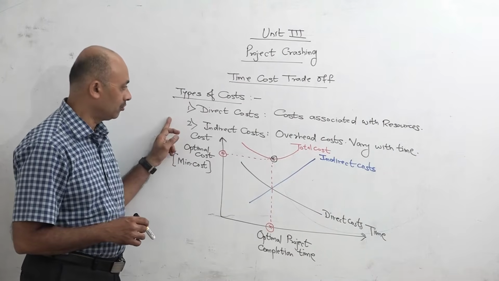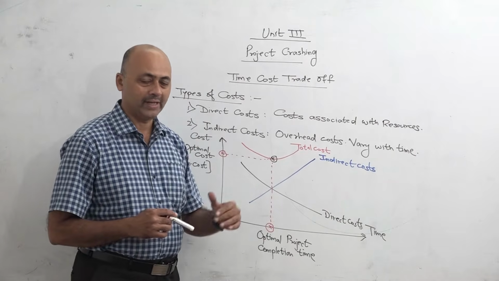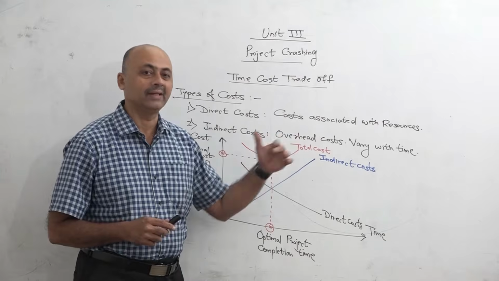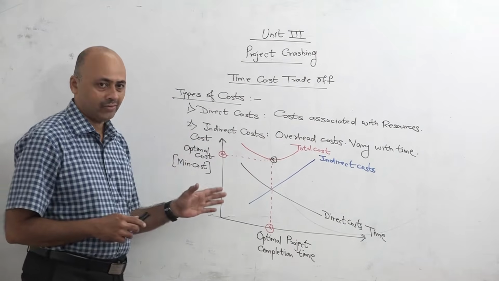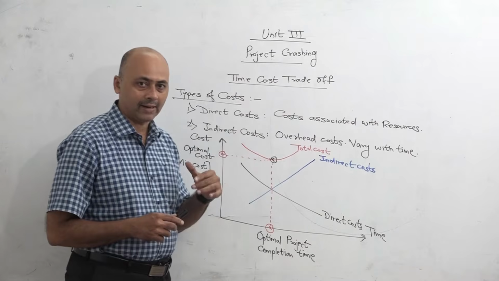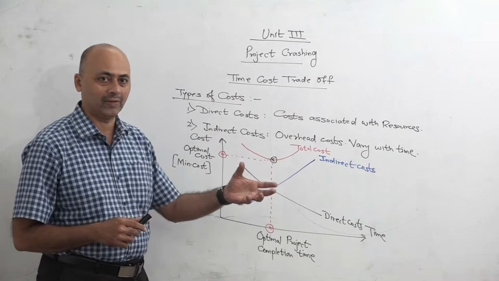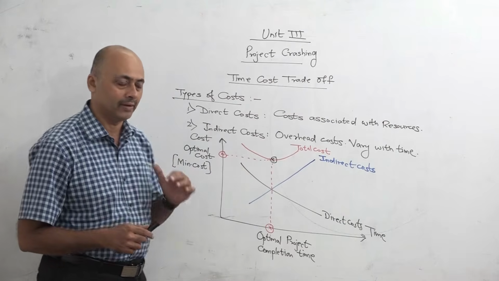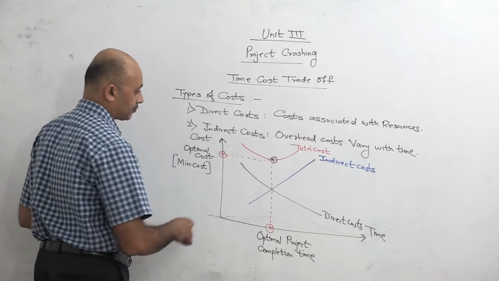So there are two types of costs. First are direct costs. Direct costs are related with resources. So if we need more resources, direct costs will increase. And second are indirect costs, and they are the overheads, and they vary with time. So they are related with time. So if we take more time, there are more indirect costs. If we complete in less time, indirect costs will reduce. So this cost behavior will look like this on the graph.